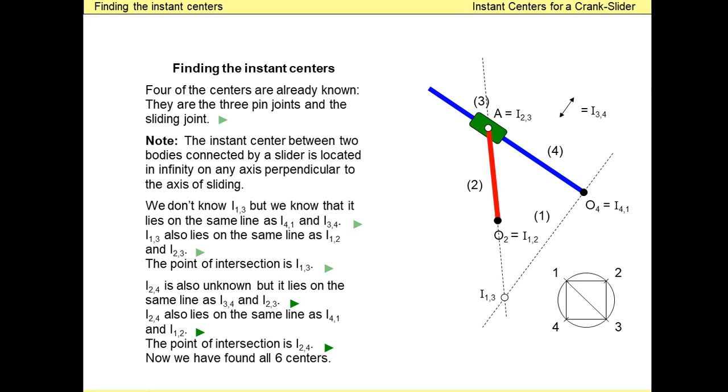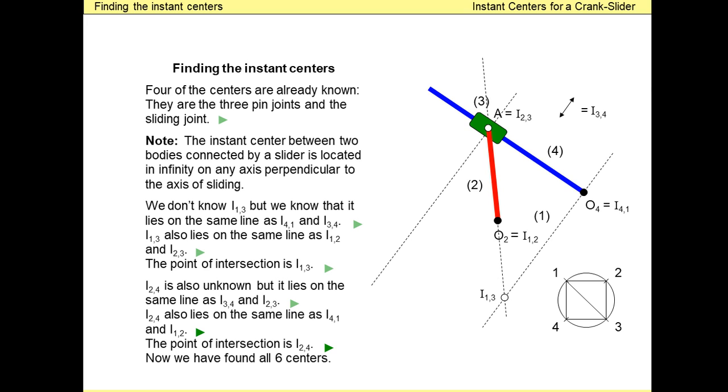So to determine I24, now we have to join I23 and I34. I34 is at infinity. So you have to draw a line passing through A and perpendicular to the blue link, so that this line meets I34 at infinity perpendicular to the blue link. So this is the line that joins I23 and I34.